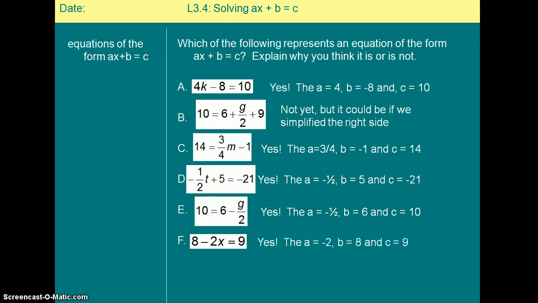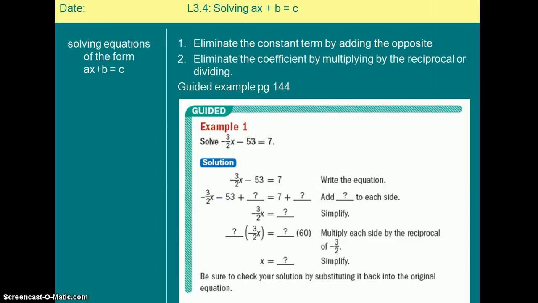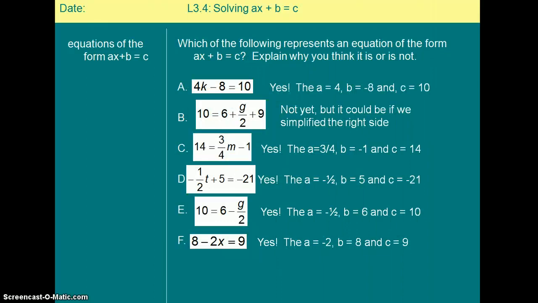And finally, in F, this again is of the form ax plus b equals c. In this case, our A coefficient has a value of -2. Our constant term has a value of 8, and everything together is a value of 9. This type of equation you will become very familiar with over the next assignment.